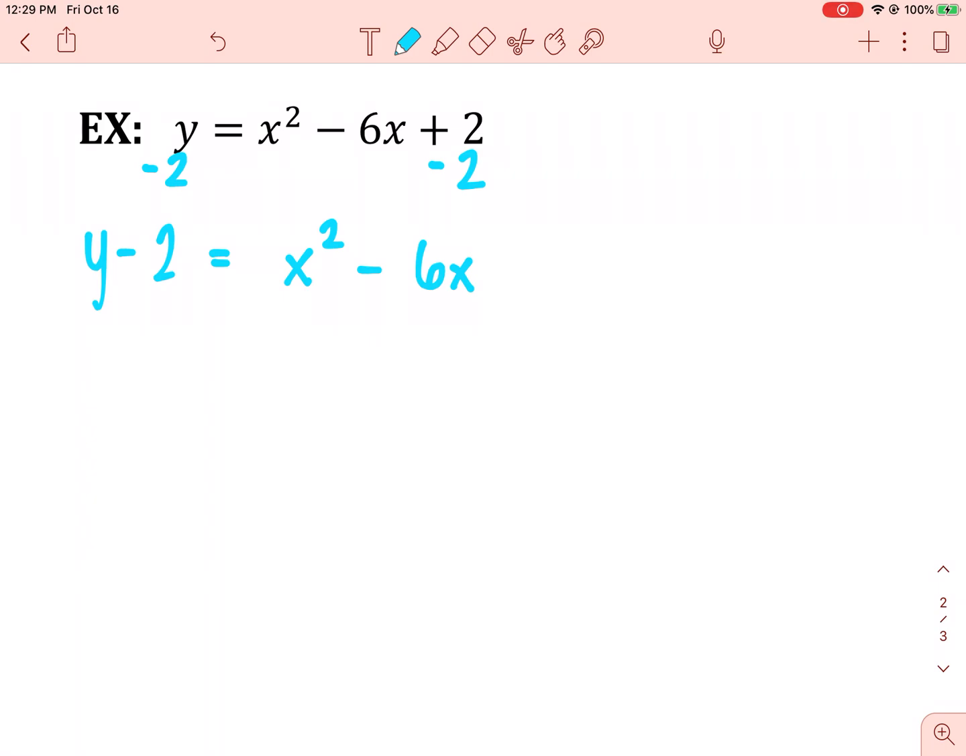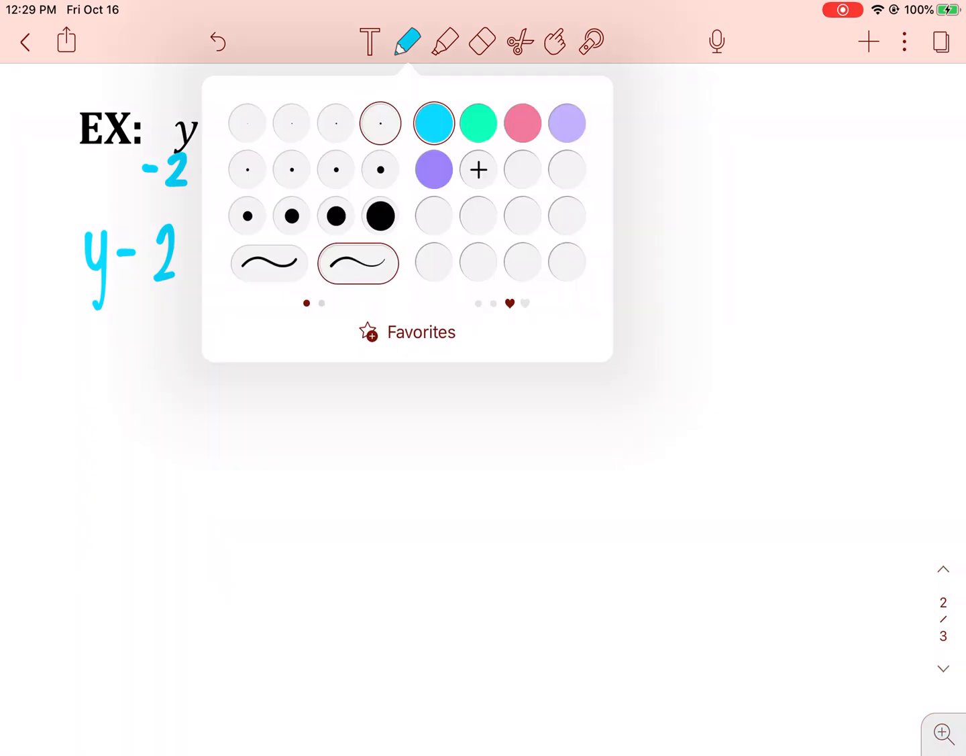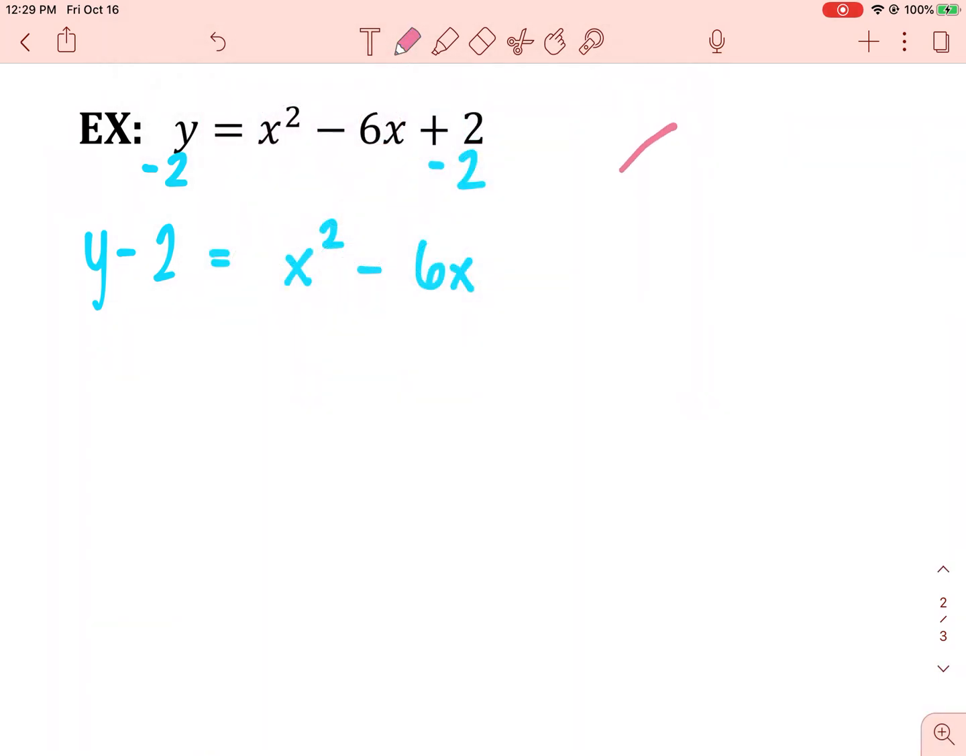Step 2 is to complete the square. The formula for complete the square is going to be b divided by 2 squared. Learn it, live it, love it. For completing the square, that's the value that you're actually going to add to both sides. Let's see what we got in this case. -6 is my b value. So -6 divided by 2 is -3.